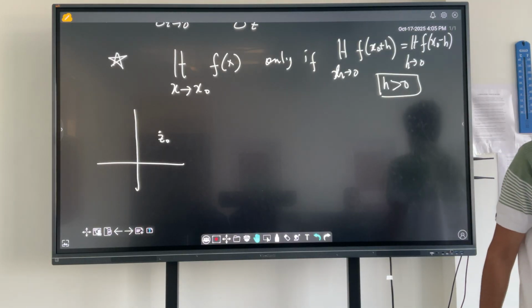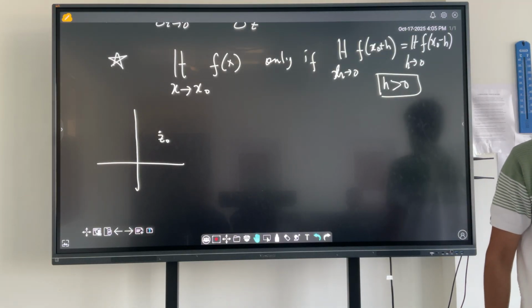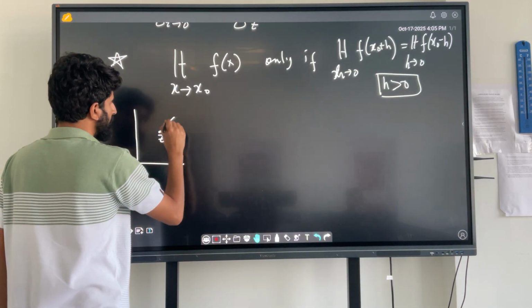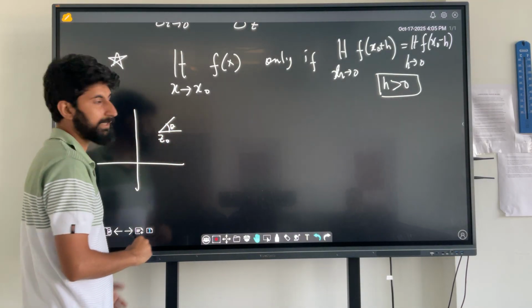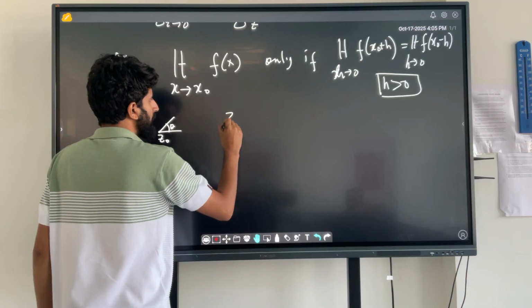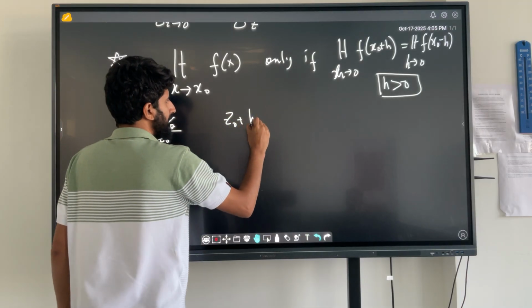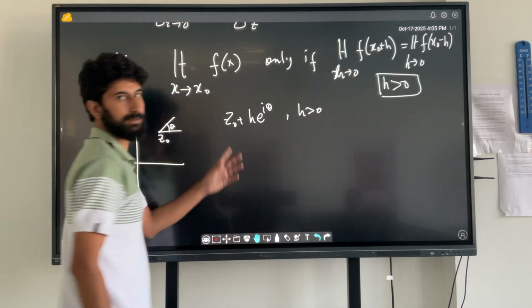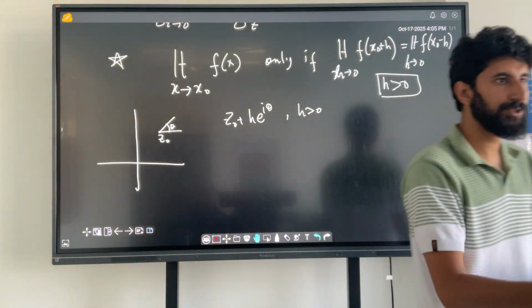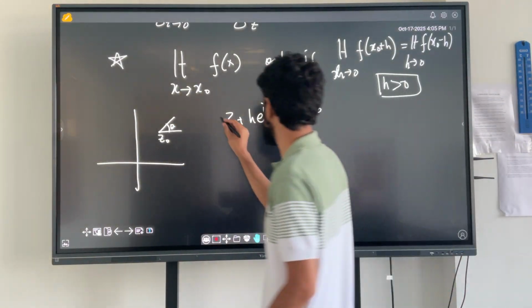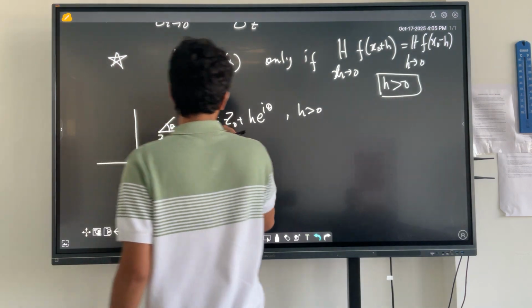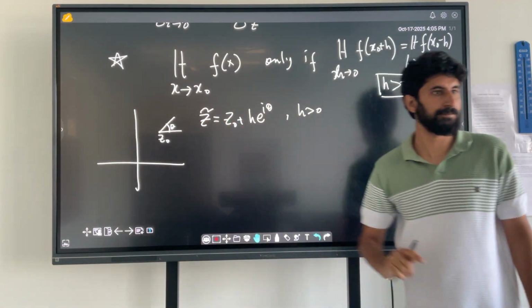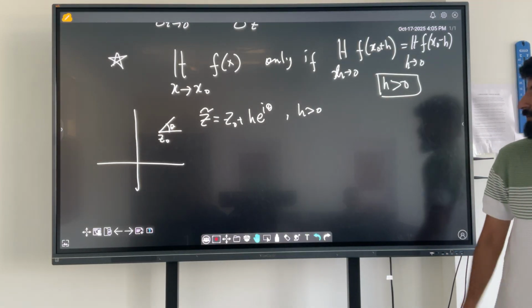Infinitely many ways, right? Let's quantify these infinitely many ways. I can approach a point from a direction, let's say theta, by taking a complex number z naught plus h e power i theta, where h is positive. As h approaches 0, my complex number, let's say z tilde, approaches z naught, and theta defines the direction on which I am approaching.